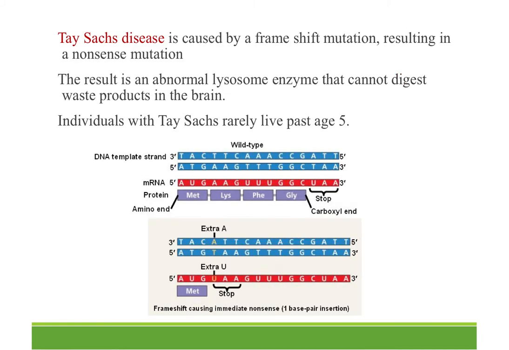Frame shift mutations generally cause pretty severe disorders. Tay-Sachs disease is caused by a frame shift mutation, which results in one of these nonsense mutations, and you have an abnormal enzyme in the lysosomes of the cell that cannot digest the waste products in brain cells. And so basically fat will be building up in the brain cells, and they will become overflowing, and those cells will die. So individuals with Tay-Sachs rarely live past age 5 because it is such a severe disorder, not having that enzyme present at all, because a frame shift mutation completely messes up the protein.